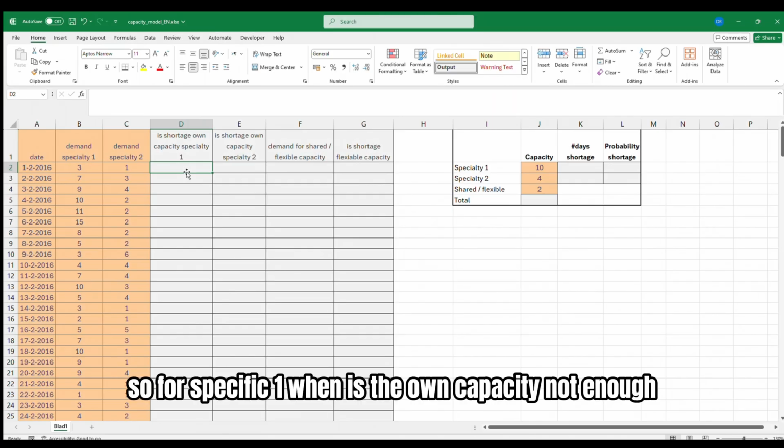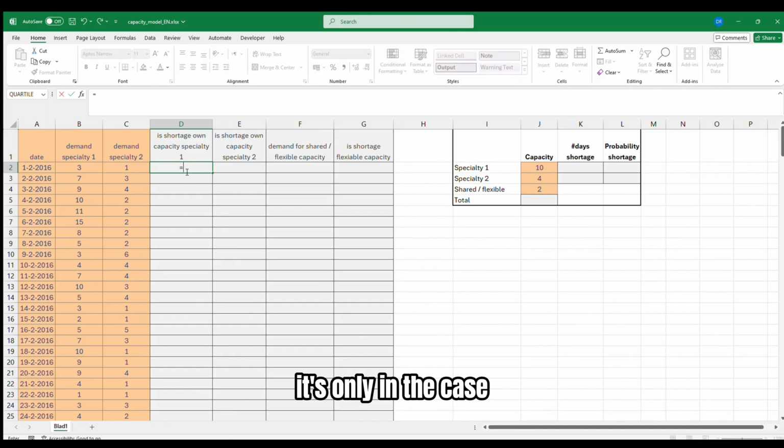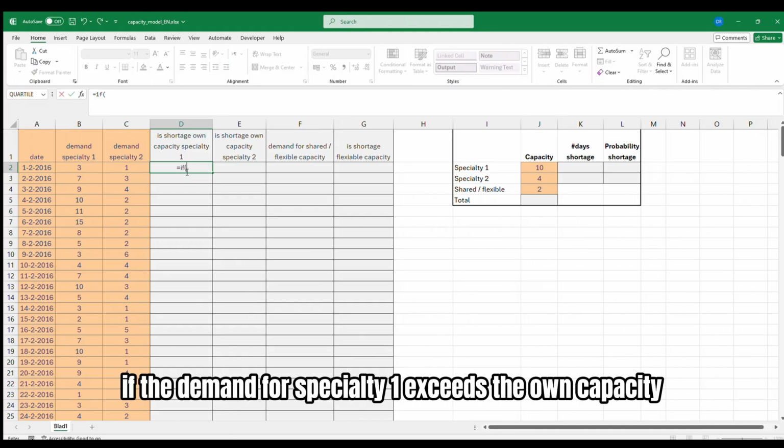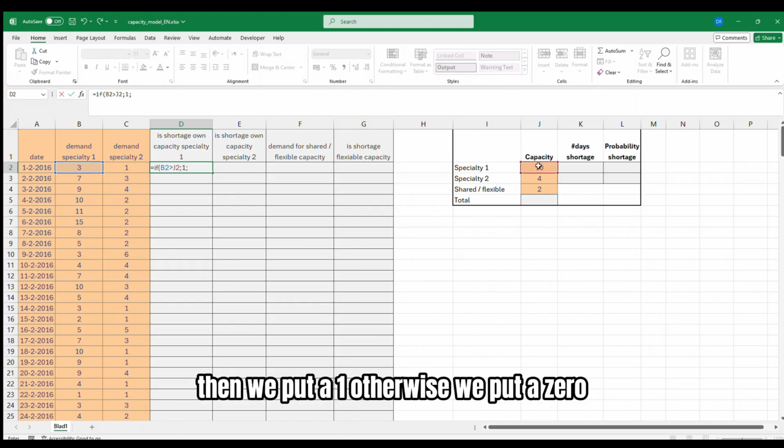So for specialty 1, when is the own capacity not enough? That's only in the case if the demand for specialty 1 exceeds the own capacity. Then we put a 1, otherwise we put a 0.